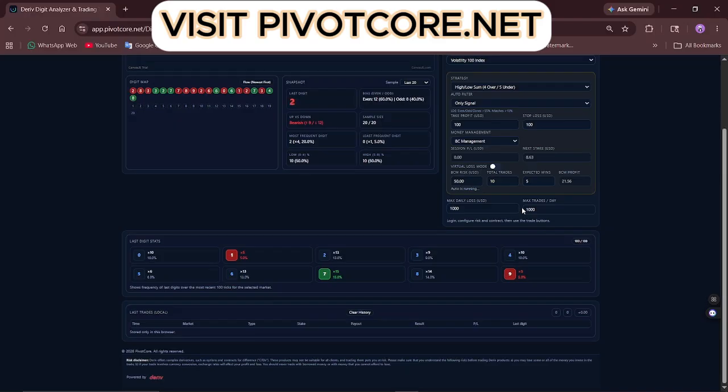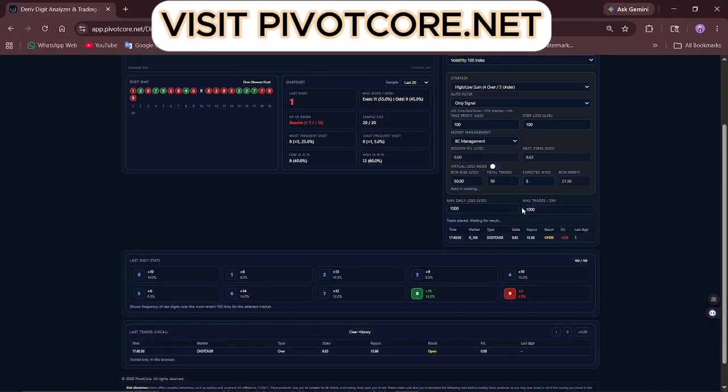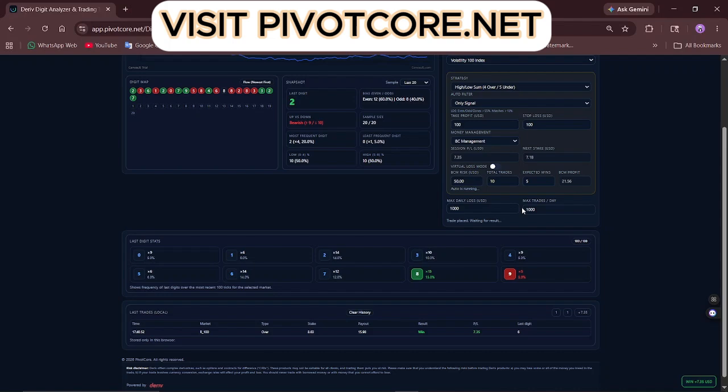We've all been there, trying to find that perfect strategy that doesn't just promise results, but actually delivers them. Today, I'm putting PivotCore.net to the test. I've set a very specific goal: to execute 10 trades using the 4 over, 5 under strategy and aim for a 50% win rate. Let's see if this platform can handle the pressure.